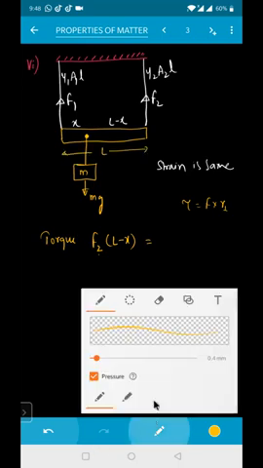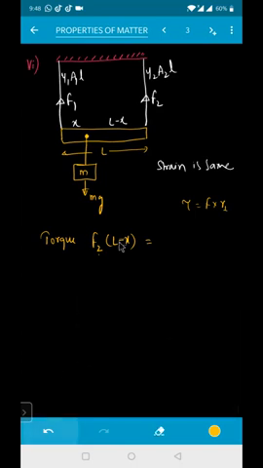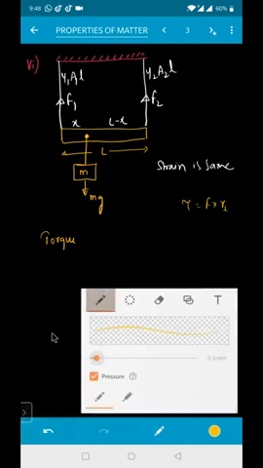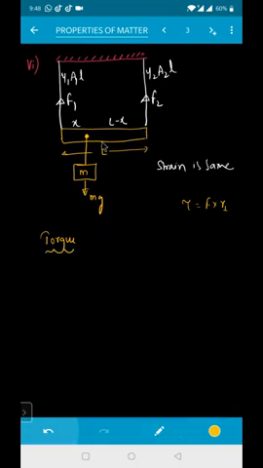Okay. So for this one, if I'm applying the torque like this, take this one as a reference. So F2 into L must be equal to mg into x, because I'm taking this point as the origin. I'm applying this force F2. This total length is nothing but L. And at this point, this force into this perpendicular distance is nothing but mg into x. So F2 is equal to mg into x divided by L.